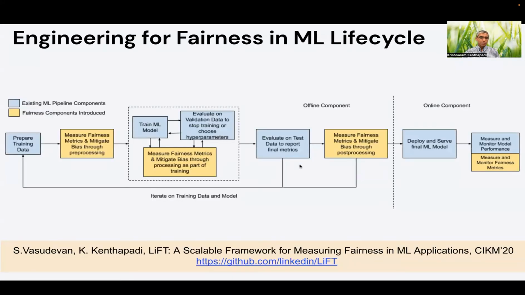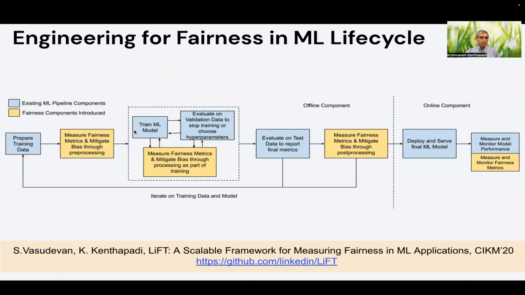So here we are again showing the same kind of machine learning lifecycle, but in a linear form here. All the boxes in yellow correspond to the steps where we may want to incorporate fairness interventions. First, at the time of preparing training data, we want to measure any bias in the training data and decide whether we want to mitigate bias by applying different pre-processing techniques.